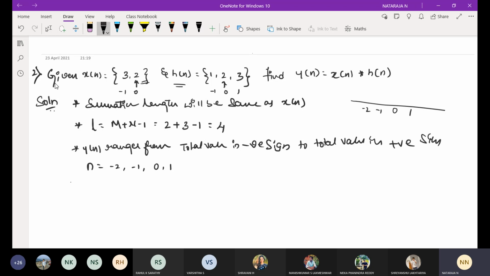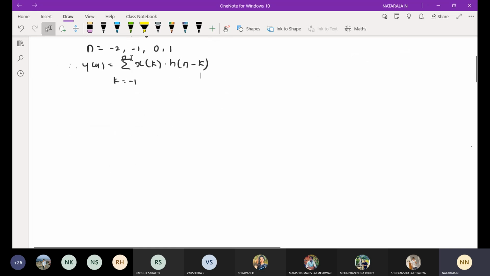Now we can take y of n is equal to the summation over k from -1 to 0, since k is the same as the range of x of n, -1 to 0. I am going to consider this as the limits, so my equation will be x of k into h of n minus k. Now I have the values of n. N values will be -2 to +1.